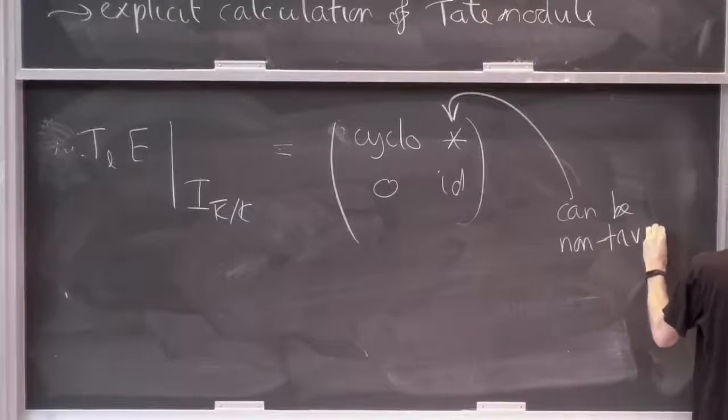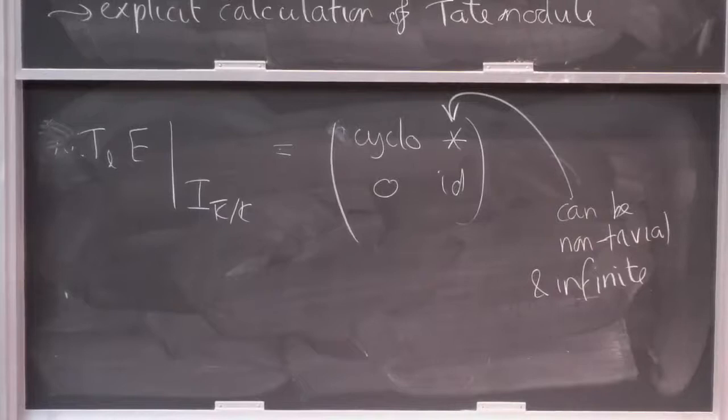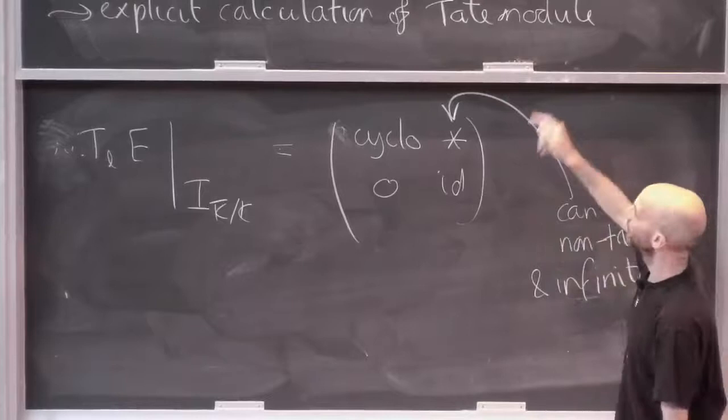And infinite. I guess it's a silly thing to say it's cyclotomic, because the cyclotomic character is trivial on inertia. But this remark is simply to say, oh look, the image of inertia was always finite in the entire course, and I'm just saying, actually, I know one example where you take the L-adic Tate module, you get infinite inertia here. So it can happen.